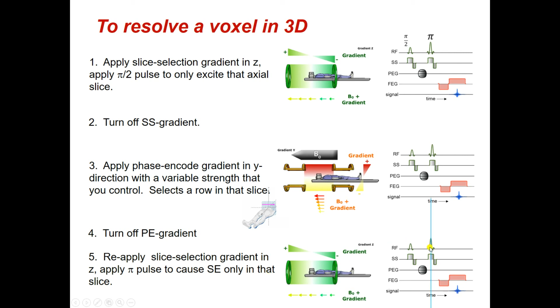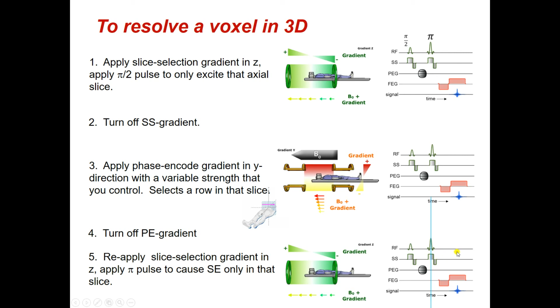The only trick to this is remember, you're beaming in that pi pulse into the body. Do you want all the proton spins to respond to that? No, you don't. You only want to talk to the one axial slice. So when this pi pulse comes, you've got to apply the slice selection gradient again.